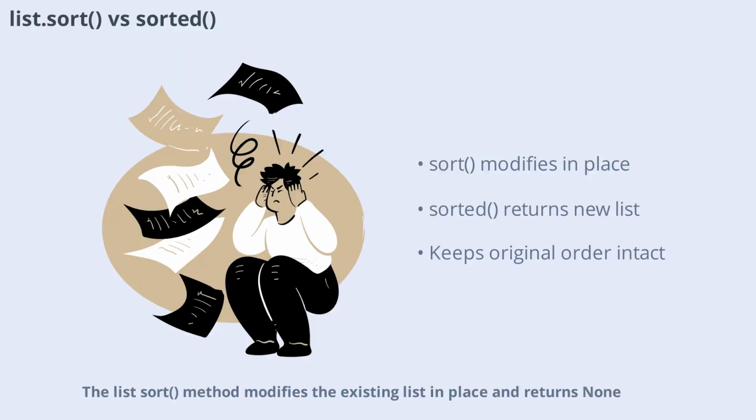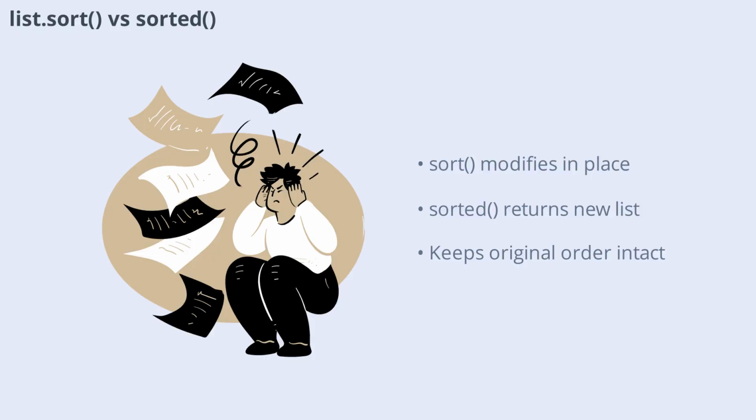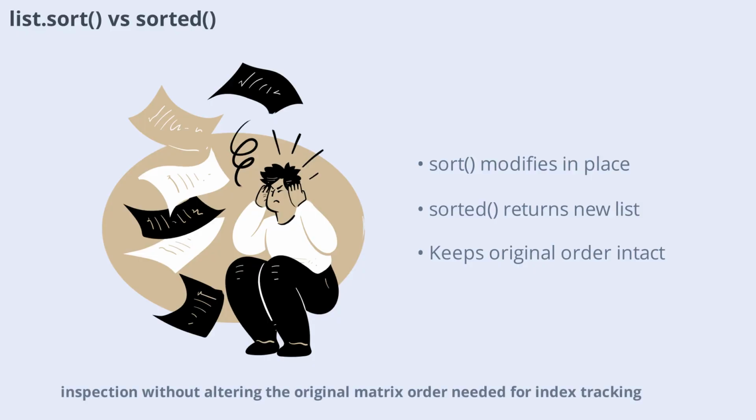The list sort method modifies the existing list in place and returns None, while the built-in sorted function leaves the original sequence untouched and outputs a new sorted list. In AI workflows, this distinction is important when sorting prediction probabilities for confidence inspection, without altering the original matrix order needed for index tracking. Choosing the right sorting method ensures data integrity and proper result analysis.